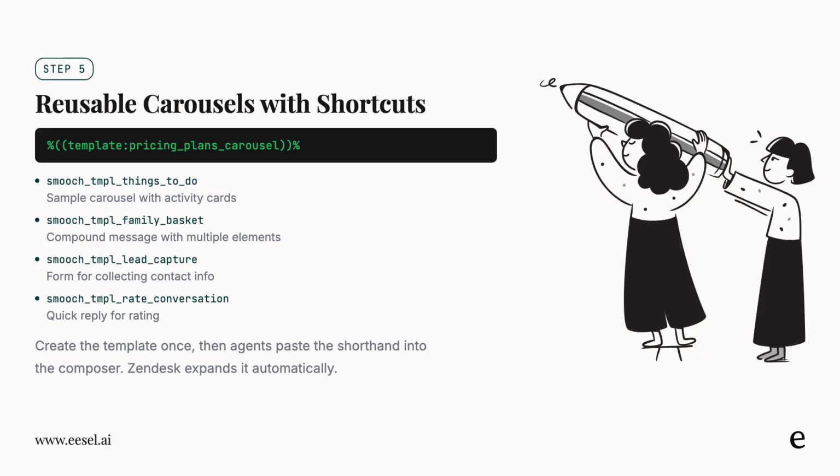Create the carousel once in AI agent settings, then reference it anywhere using the template shorthand syntax. Agents paste the shorthand into the composer, and Zendesk expands it automatically. Zendesk provides 4 sample templates to get you started, including a carousel for activities, a compound message, a lead capture form, and a conversation rating quick reply.